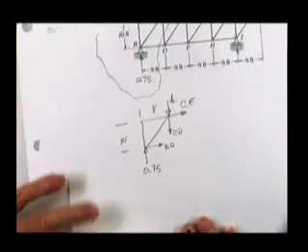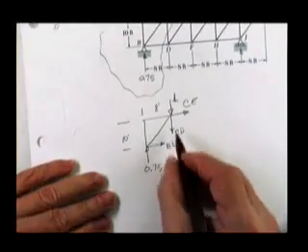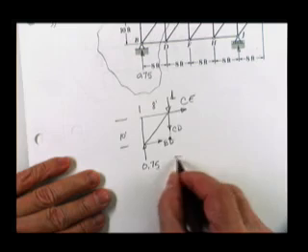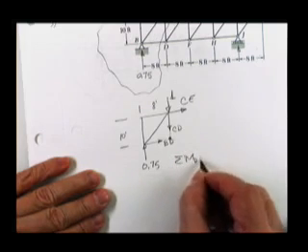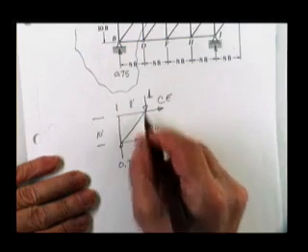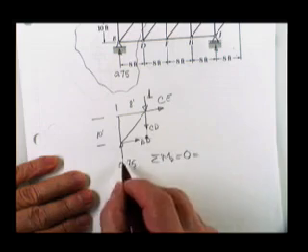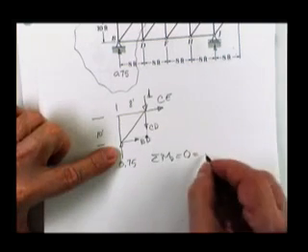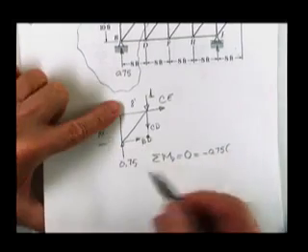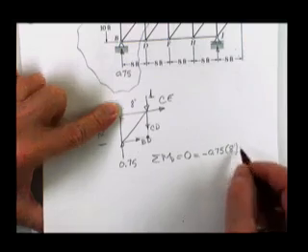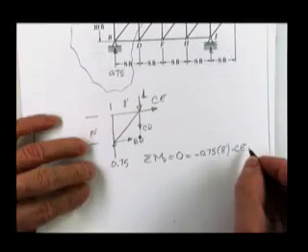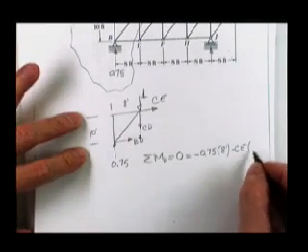Looking for the force in member CE. I like CE, I hate these two. Do the same thing. Sum of the moments about point D is equal to 0 is equal to. The 1 goes through the point. The 0.75 does not. Minus 0.75 times his moment arm is 8 feet. Minus CE times his moment arm, 10 feet.